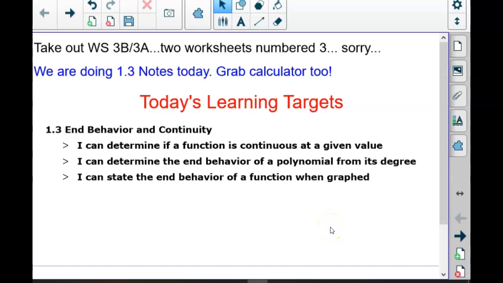All right, guys, today we're going to talk in a few minutes about whether a function is continuous, and we're going to talk about end behavior. We talked a little bit about end behavior yesterday from a polynomial's degree. We just talked about if the highest exponent was even, both ends would go up or down, and if it was odd, one end would go either way. So today we're going to get into that a little further, and then we're going to talk about how you write an end behavior statement.